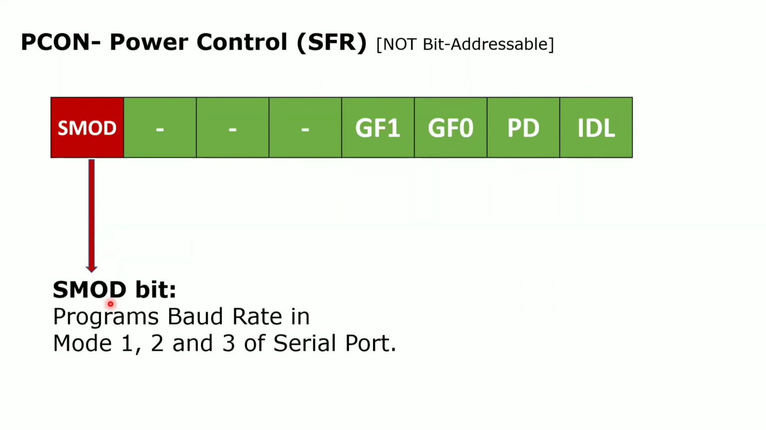So baud rate is equal to 2 power SMOD by 32 into timer overflow frequency, where in mode 1, mode 2 and mode 3 we are changing the baud rates with the help of these bits. Okay, we are doubling that baud rate with the help of this bit. Why is this bit in the PCON? Because there is no sufficient storage space in the SCON register. In the SCON register there is no bit left to store this bit. That's why we moved that bit into the PCON register.